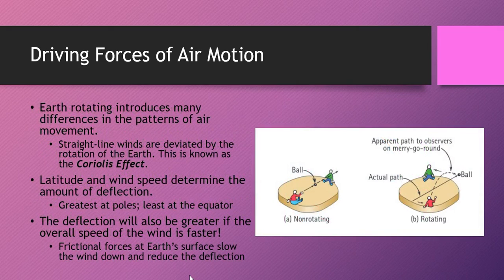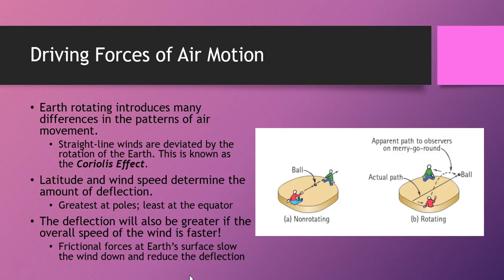Rather, the Earth rotates, and because we are on the Earth rotating with it, when we experience winds, we experience them deflected by the Earth's rotation. And this deviation is what's known as the Coriolis effect. The Coriolis effect is just the deviation of the path of straight-line wind due to the rotation of the Earth.